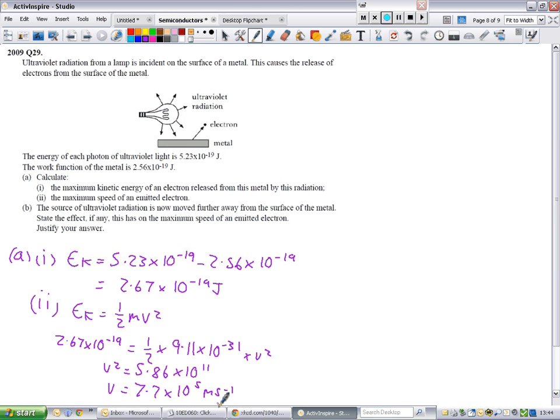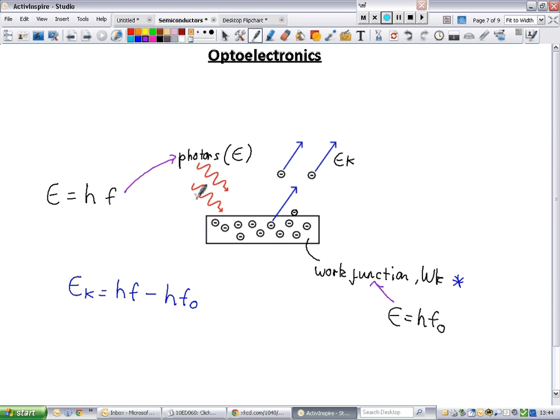The source of ultraviolet radiation is now moved further away from the surface of the metal. State the effect, if any, this has on the maximum speed of an emitted electron and justify your answer. Well, this is really a question of irradiance, being the number of photons that has fallen on the surface area of this particular material. It's power per unit area. There will be fewer photons because you've moved the source further away. Remember that irradiance is K divided by d squared, which basically means the intensity of the radiation reduces by the square of the distance as you move away.